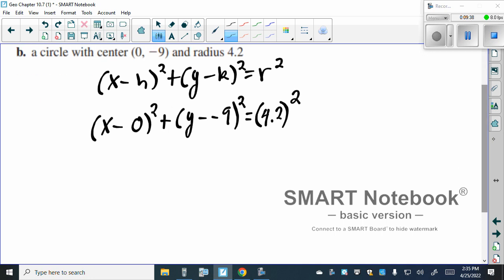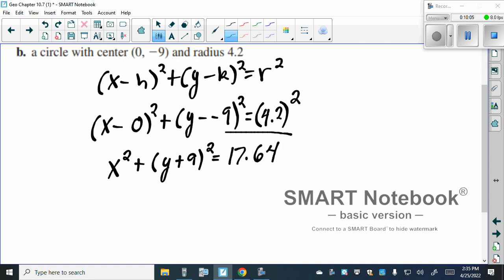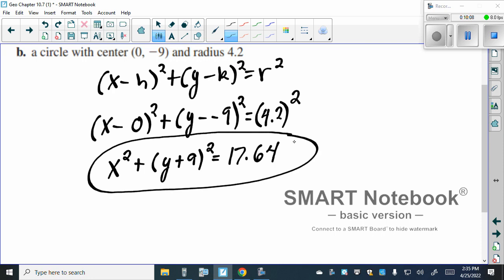Now we need to simplify. Well, x minus 0 squared is the same as what? x squared. Plus y minus -9 is going to become y plus 9 squared. Now the only thing we need to calculate is 4.2 squared, which is 17.64. And that's it.